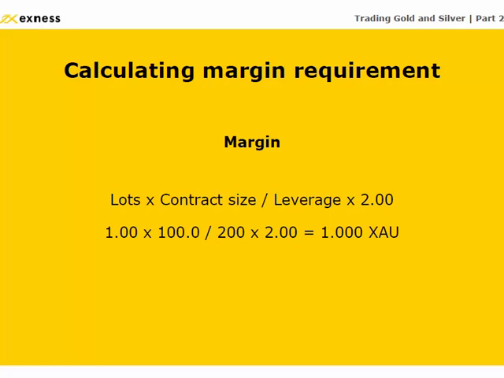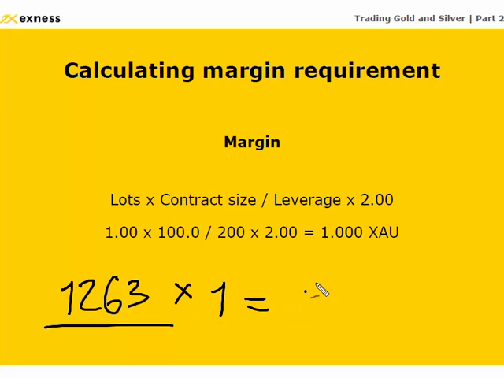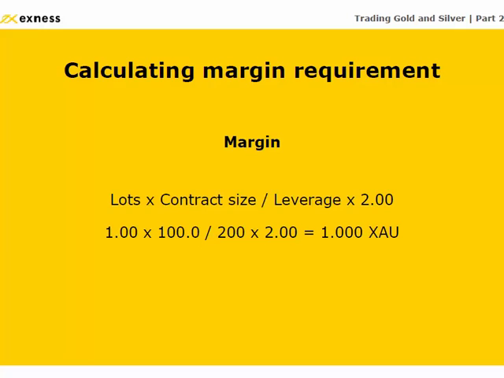Now, how to get margin requirement for one lot here? In these circumstances, when you have 200 to 1 leverage, well, you should get the current quote of gold. Now it is equal to 1263 or so. So you should multiply it by 1 and you get $1,263 as a margin requirement. That's pretty simple, as you see.